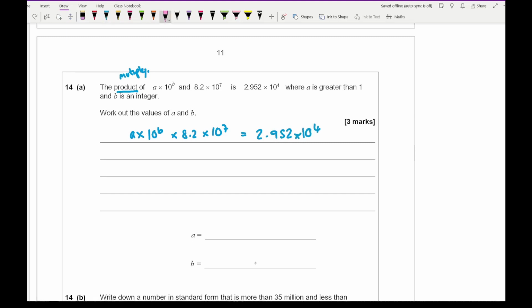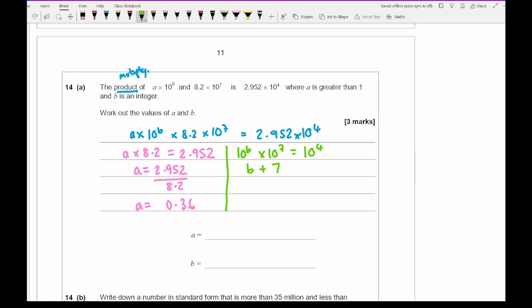Now, comparing the coefficients, what I know is a times 8.2 equals 2.952. So a equals 2.952 divided by 8.2, so a equals 0.36. Then moving on to b, I've got 10 to the power of b times 10 to the power of 7 equals 10 to the power of 4. So b plus 7, because we add the powers, equals 4, so b equals minus 3.